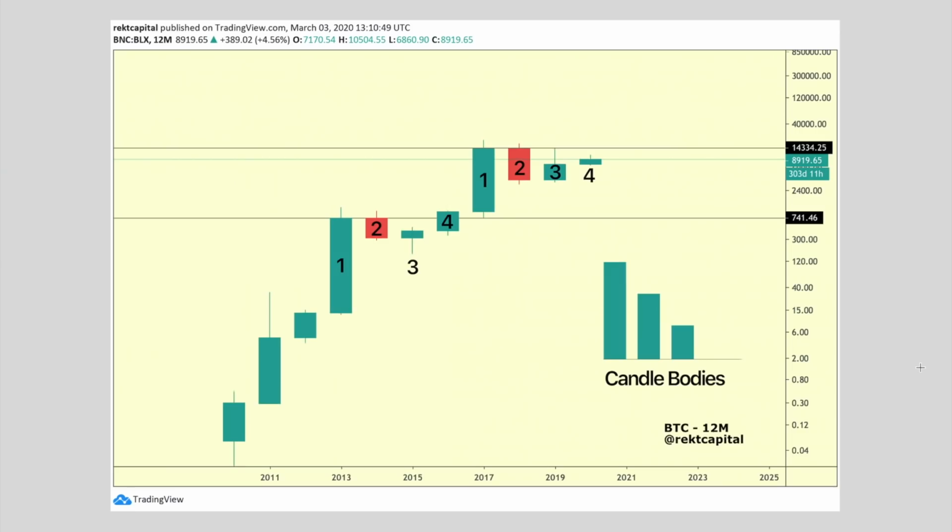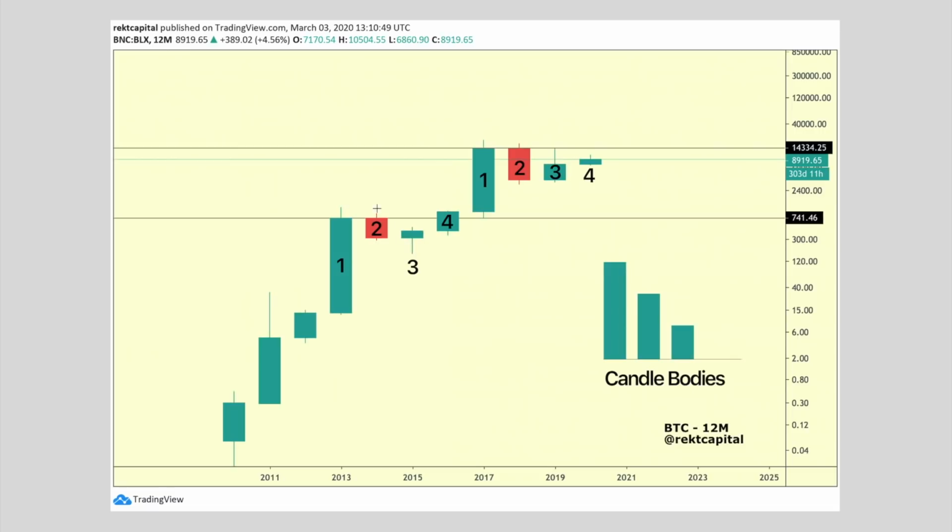So let's talk about targets for Bitcoin's price at an all-time high in 2021, because we've established that we're not going to see an all-time high in 2020, but it's very much likely that we might see an all-time high in 2021, in line not only with the tendencies that we see after the halving, but also in line with the 12-month candlestick patterns here as well.